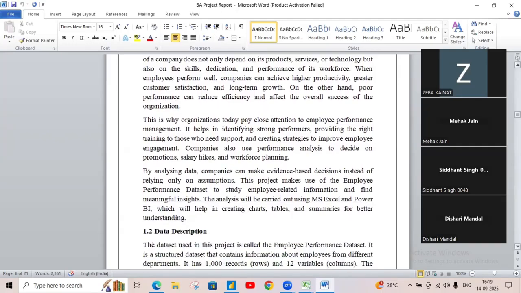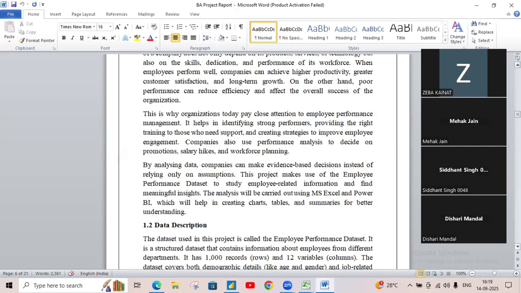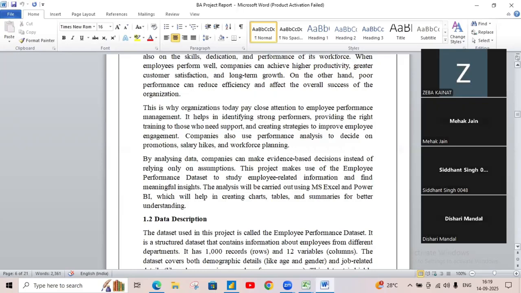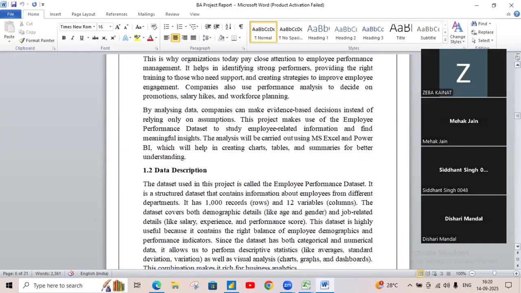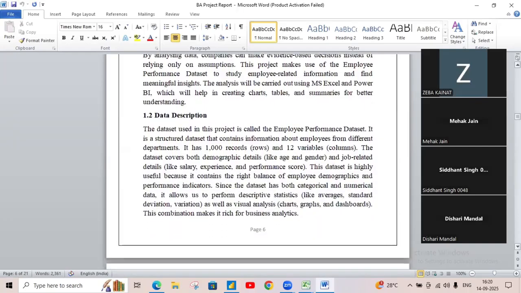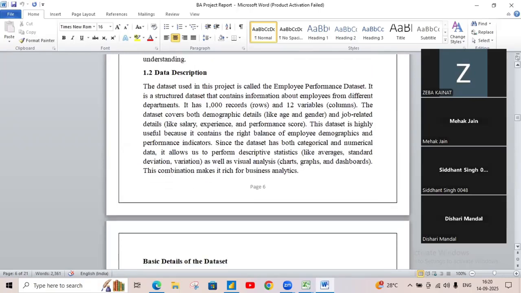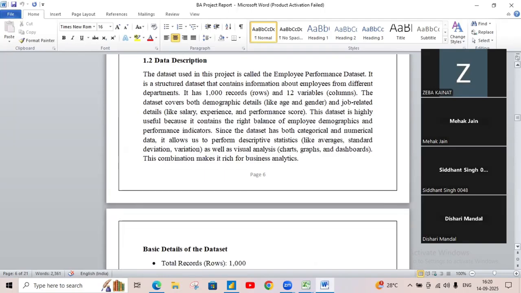work performance. The project not only highlights descriptive statistics but also provides visual representations through various charts, tables, and dashboards, making it easier to understand the workforce strengths and areas of improvement. In summary, this project demonstrates how data-driven analysis can support organizations in improving employee engagement, enhancing productivity, and ensuring sustainable growth. Now I would like to hand over this project to my next teammate.